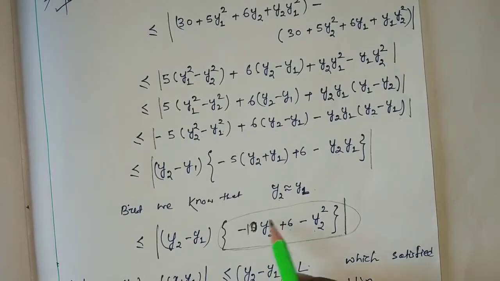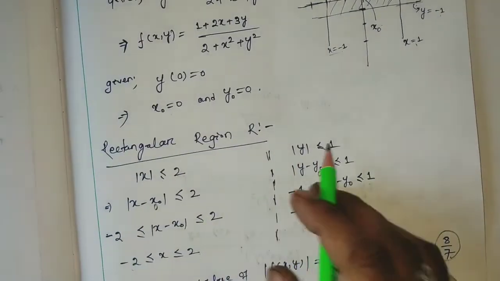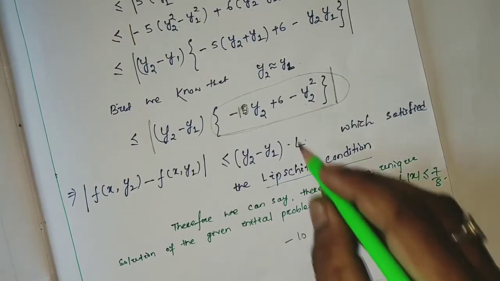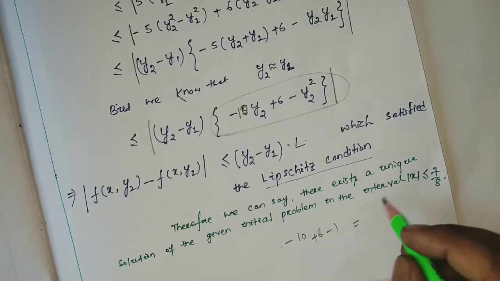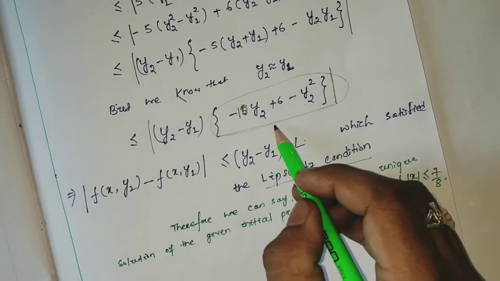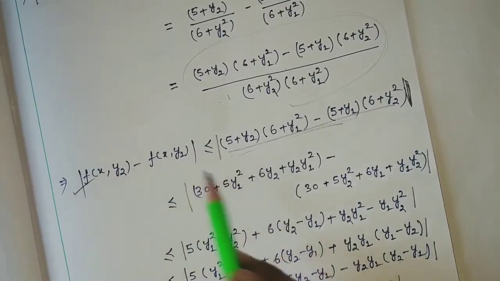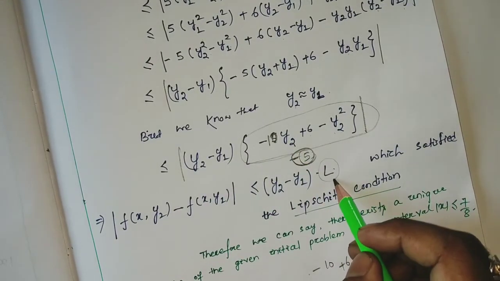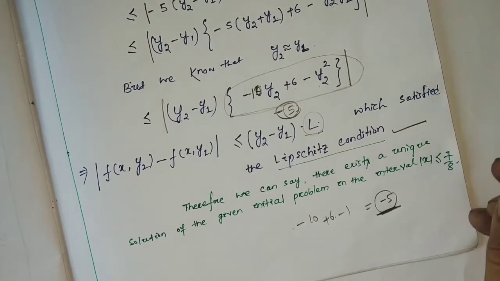That means if I put the maximum value of y2, whatever I get, how much is the maximum value of y2? Here you can see the maximum value is 1. So how much do you get? This will be minus 10 plus 6 minus 1. So this will be minus 11 plus 6, which is minus 5. So minus 5 will act as your Lipschitz constant. So this mod is less than or equal to y2 minus y1 into this L value. This L value is nothing but minus 5, that is your Lipschitz constant, and it satisfies the Lipschitz condition.